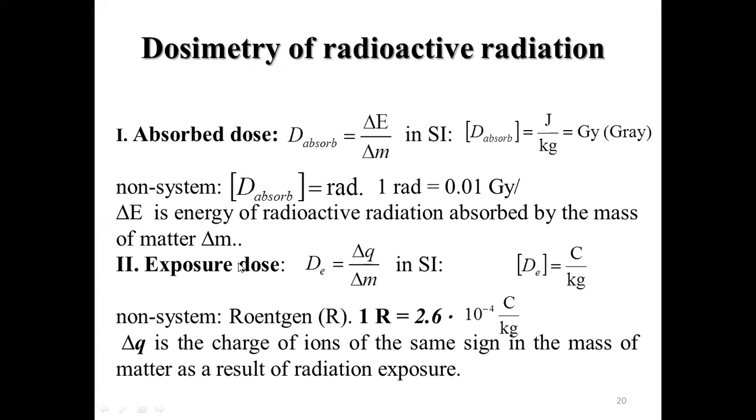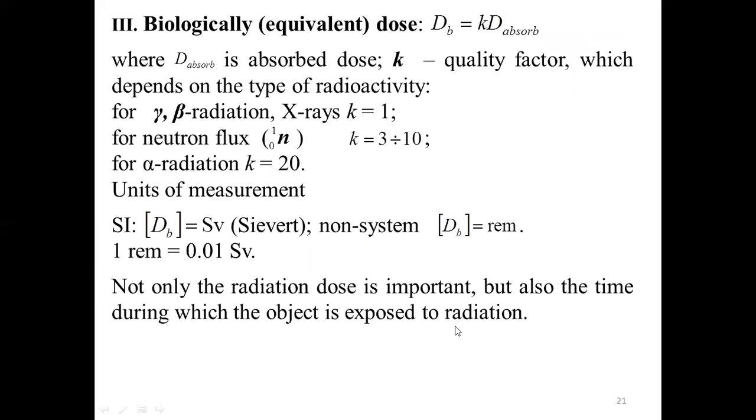Exposure dose gives us the charge of ions of the same sign arising in the mass of substance as a result of radiation exposure. SI units are coulomb per kilogram, non-systematic is Röntgen, with such definition: one Röntgen represents 2.6 times 10 to the minus 4 coulomb per kilogram.